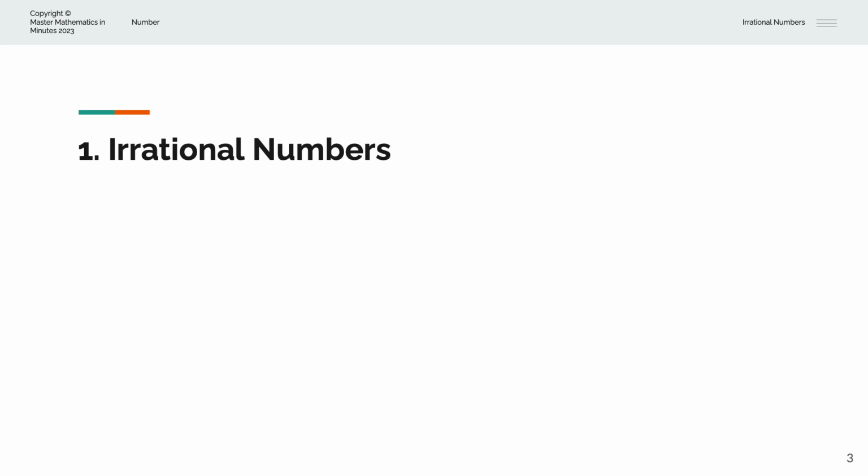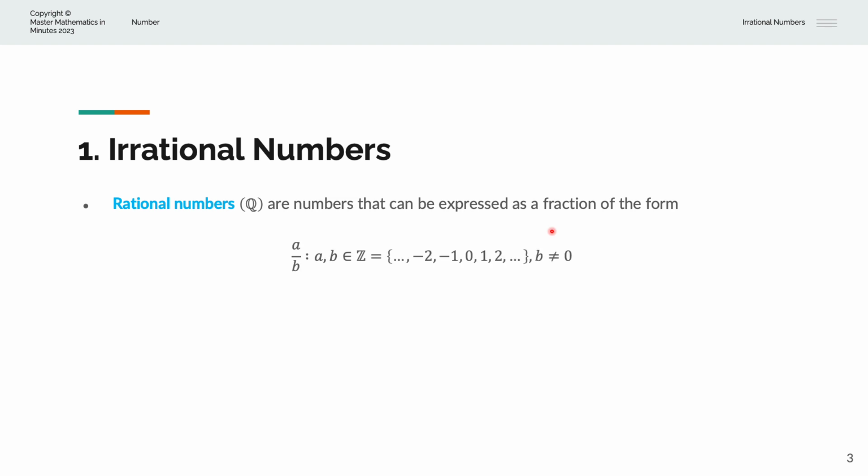So, what are irrational numbers? We'll start off by recalling what rational numbers are. Rational numbers, denoted by the letter Q, are numbers that can be expressed as a fraction of the form a over b, such that a and b are integers. Integers are -2, -1, 0, 1, 2, and so on, and b is not equal to 0. So essentially, it's an integer over an integer.